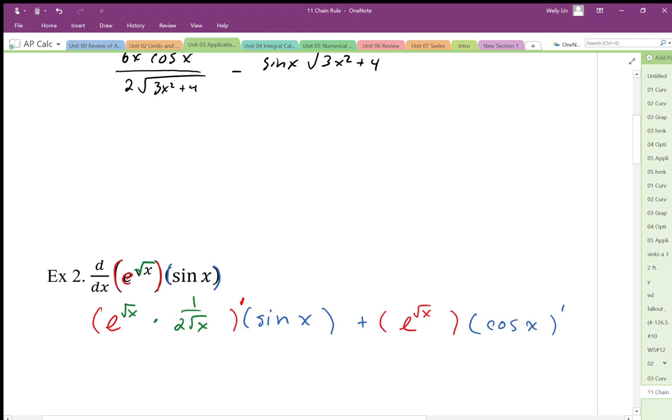So I just should clean this up. I'm going to factor out my common factor of e to the root x, e to the square root x. Okay, this is going to be sine x over 2 root x plus cosine x. Okay, so there's a simplified version of that same derivative.